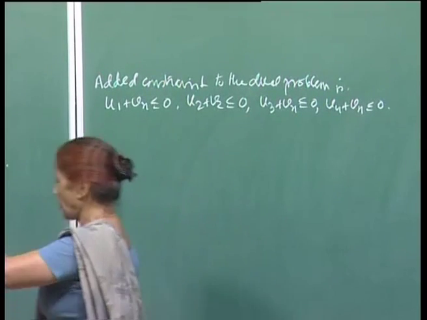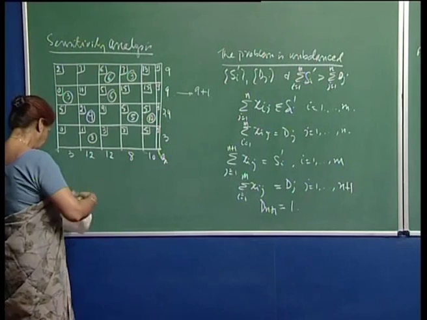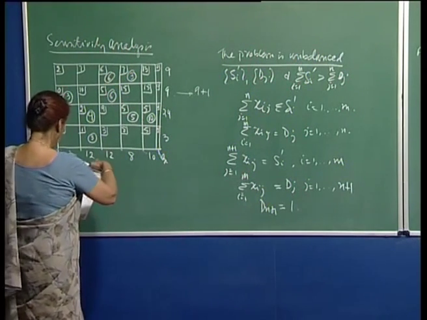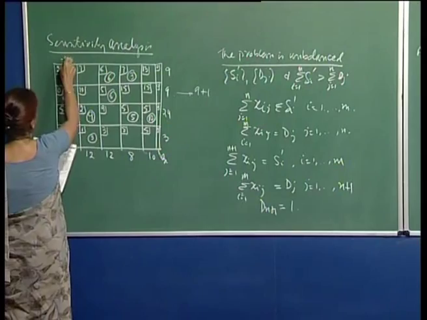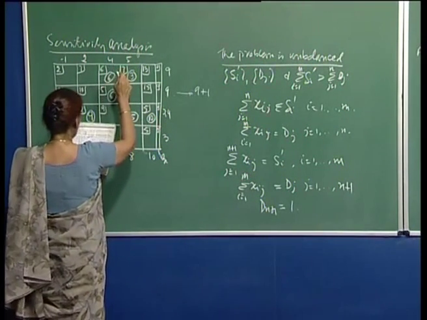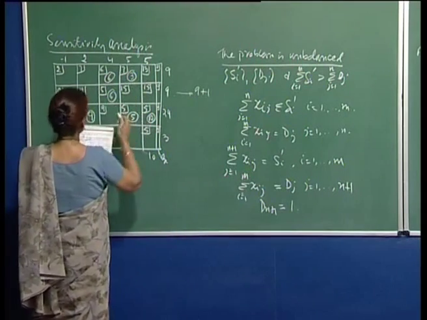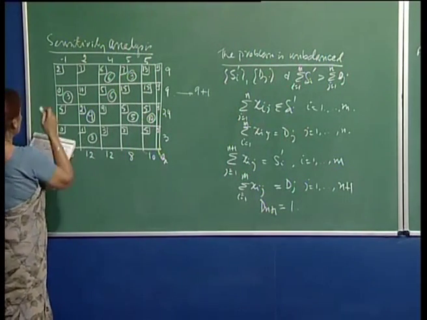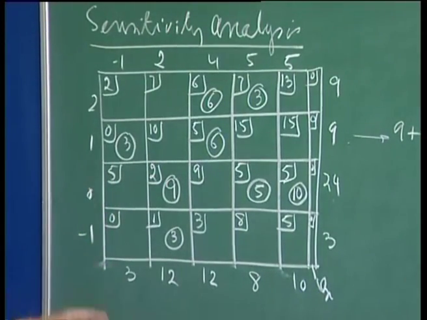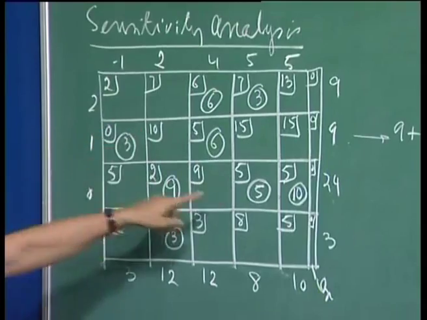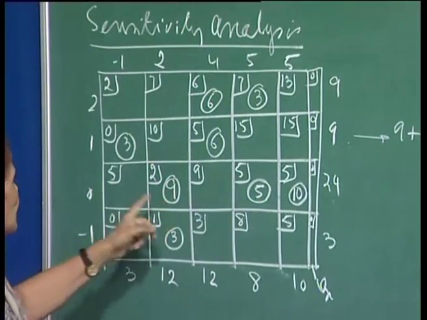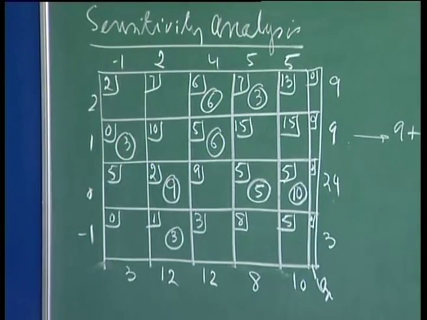So, let us first show you the calculations of the u i's and v j's, which I have already done here. So, this comes out to be minus 1, 2, 4, 5 and 5. And then this is 2, 1, 0, minus 1. You can do this by putting this through 0, and then you can make the computations, because I am using the rule that you have the maximum number of basic cells here.